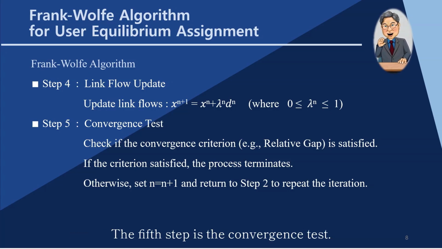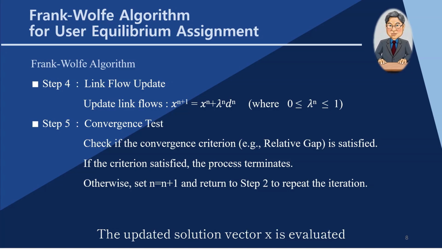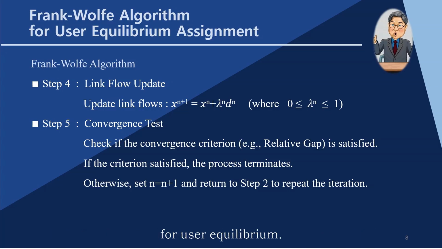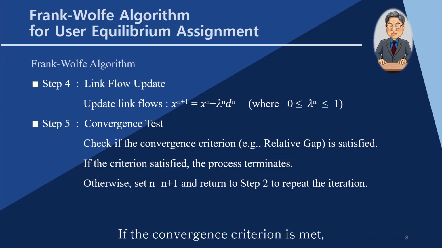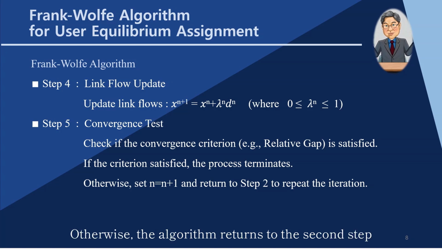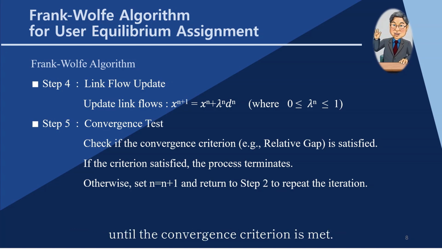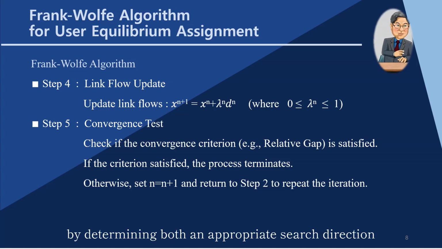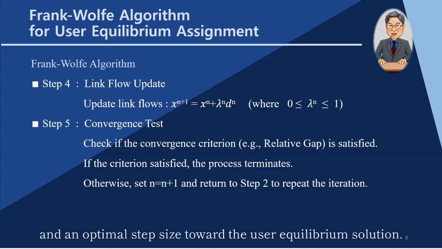The fifth step is the convergence test. The updated solution vector x is evaluated to determine whether it satisfies the convergence criterion for user equilibrium. If the convergence criterion is met, the iterative process terminates. Otherwise, the algorithm returns to the second step and continues the iterations until the convergence criterion is met. In summary, the Frank-Wolfe algorithm repeatedly updates the traffic flow solution by determining both an appropriate search direction and an optimal step size toward the user equilibrium solution.